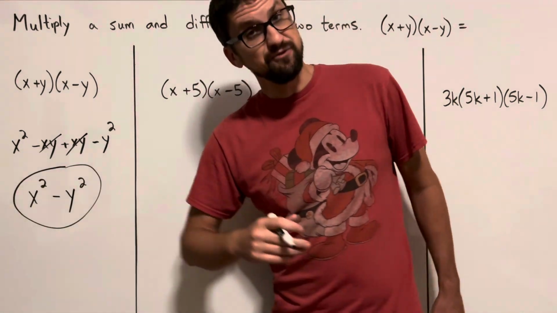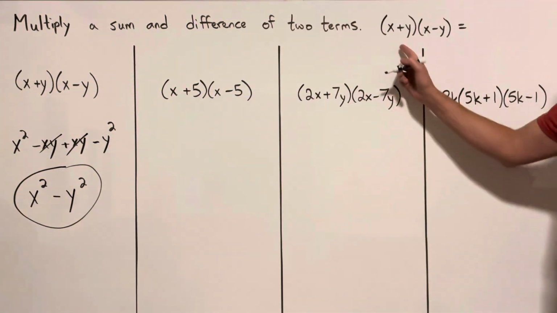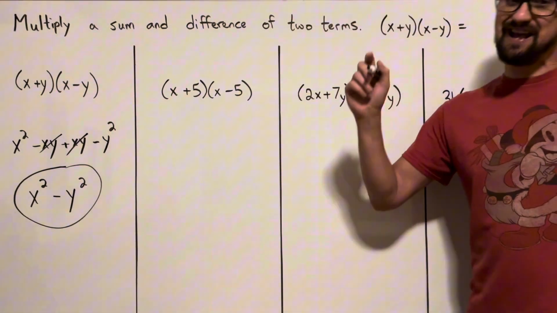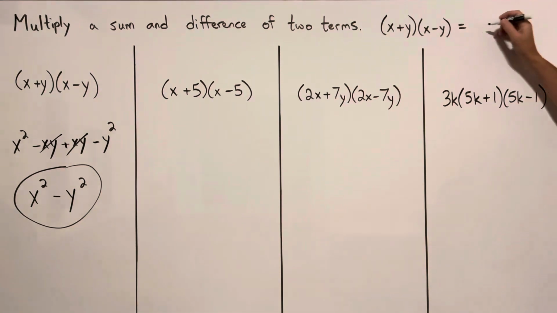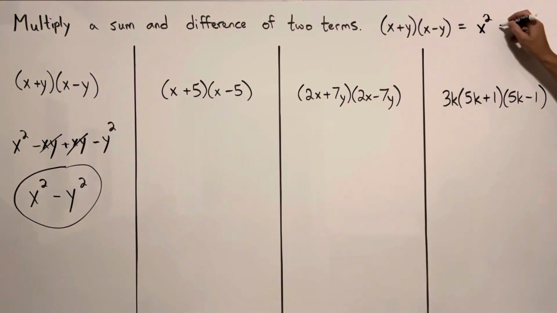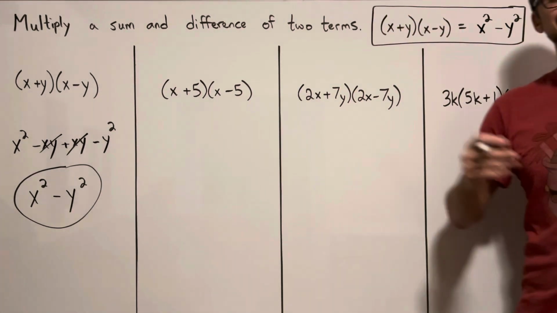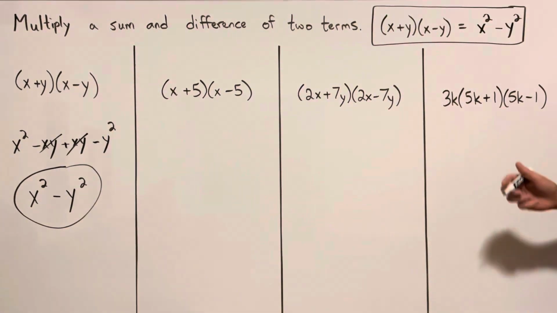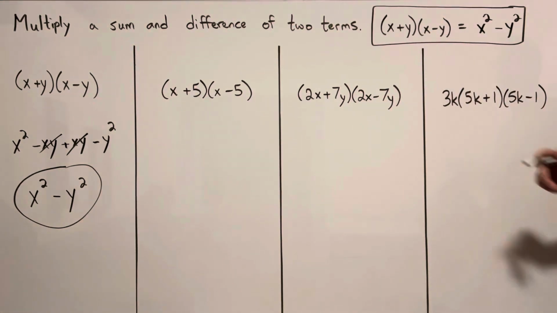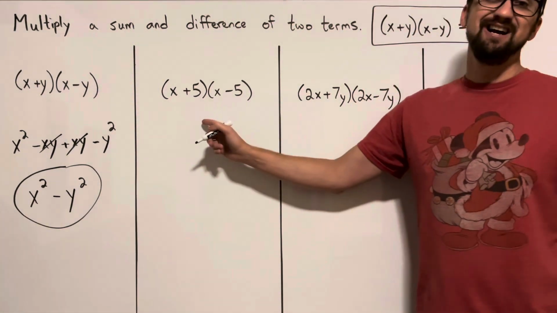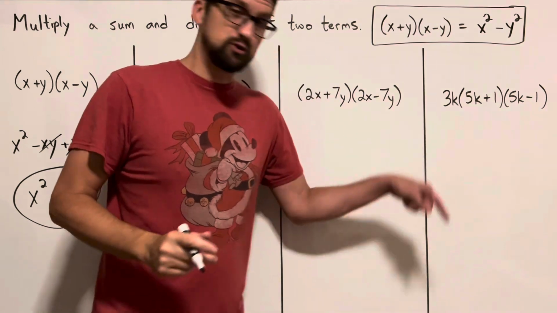It becomes a difference of squares. So whenever you have x plus y times x minus y, you can just take the first term, square it, and then subtract the second term squared. That's the difference of squares formula, but written backwards when you're multiplying. So let's apply this formula to each of these next three problems.